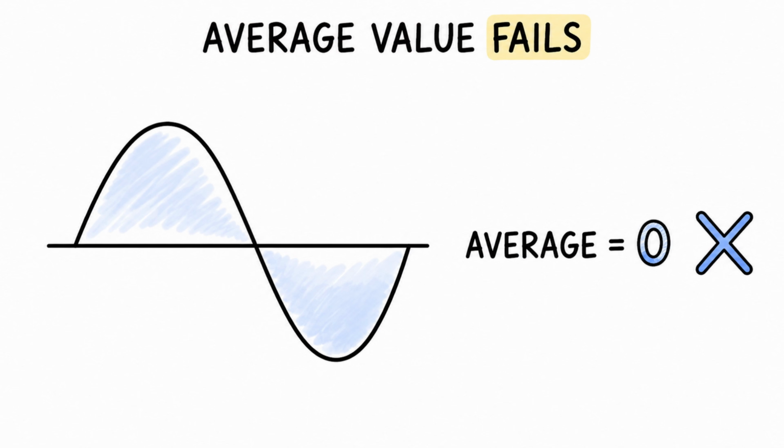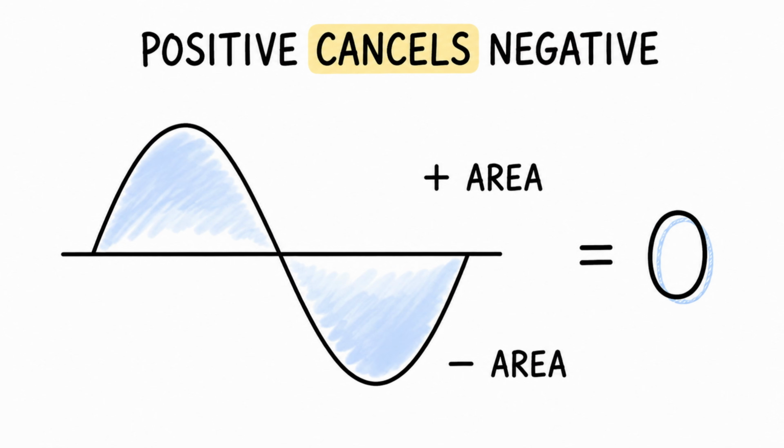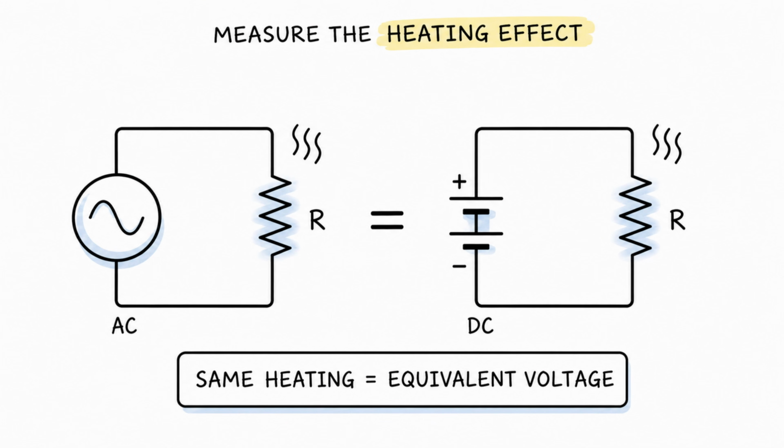The obvious answer most people suggest is to use the average value of the sine wave. But the average of a full sine wave cycle is exactly 0. The positive half cancels the negative half perfectly. An average of 0 is useless as a voltage measurement. Engineers needed a smarter approach. They needed a way to measure what the AC voltage actually does, which is to deliver heating power, and express it as a single equivalent number.